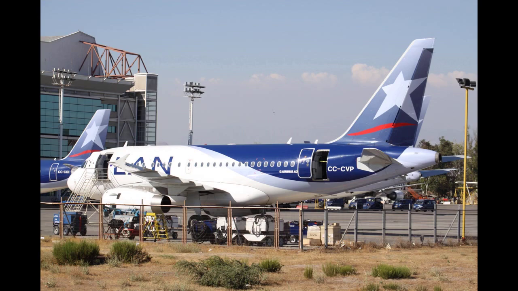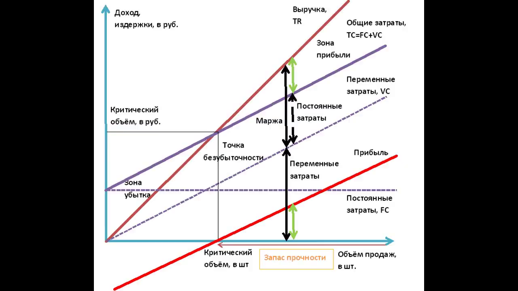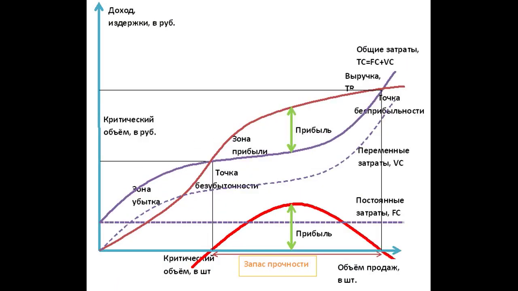Finally, remember that cost-volume profit analysis is not a one-time exercise. It's an ongoing process that requires continuous monitoring and adjustment. As your business grows and evolves, your costs and revenues will change, and you'll need to adapt your strategy accordingly. By staying on top of these changes and making adjustments as needed, you can use cost-volume profit analysis to drive long-term success and profitability.